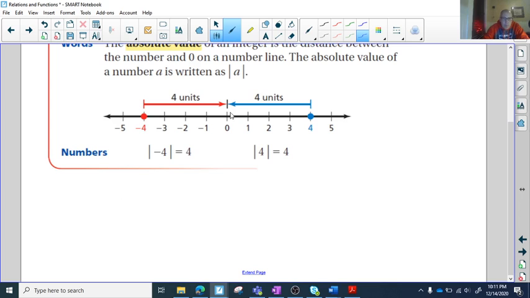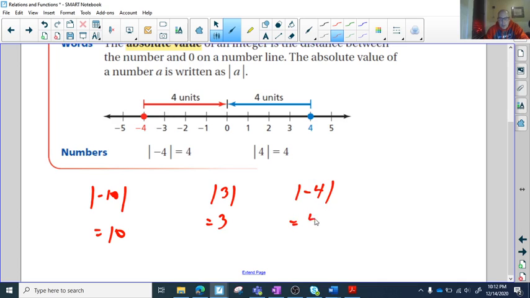Well, if we just quickly look at a couple of these, say, what's the absolute value of -10? It would be +10. The absolute value of 3 would also be 3. The absolute value of -4 would be +4.